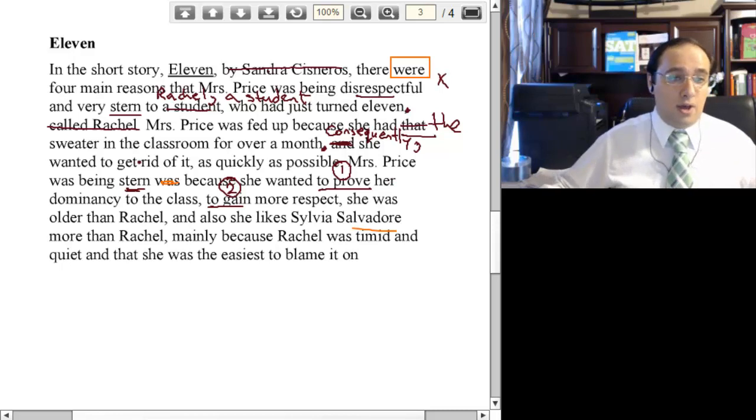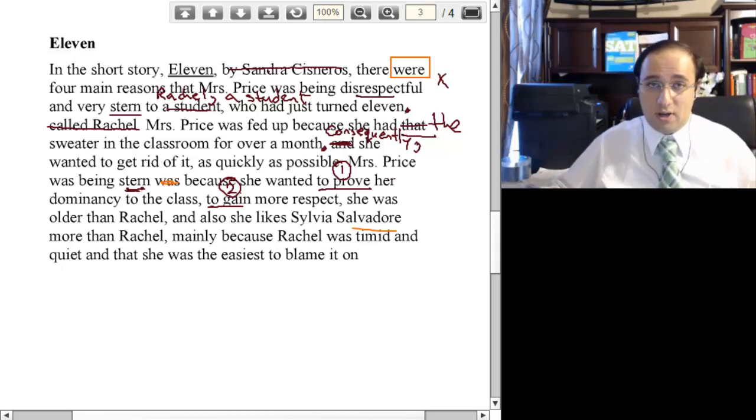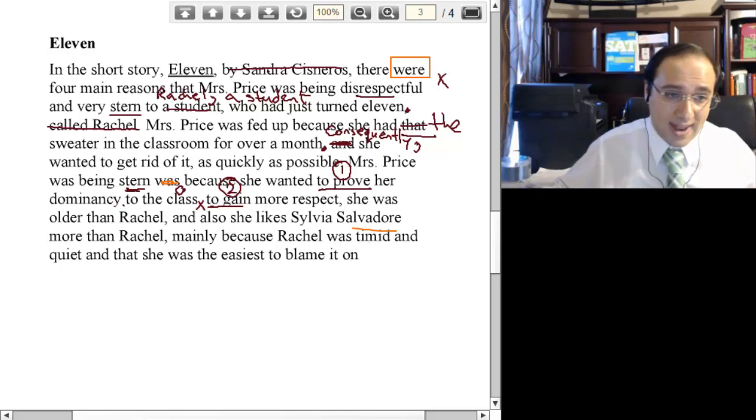So let's read the sentence one more time. Mrs. Price was being stern. Again, I disagree on the use of the word stern. Because she wanted to prove her dominancy to the class and to gain more respect. Period.